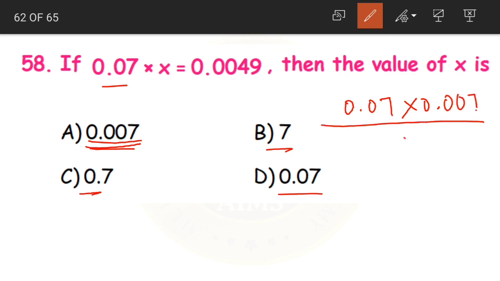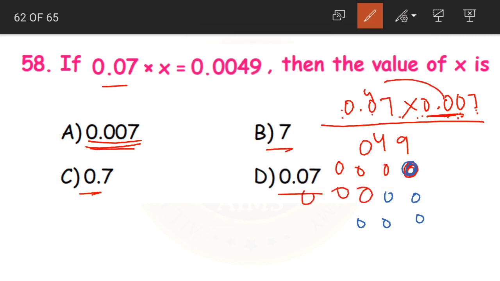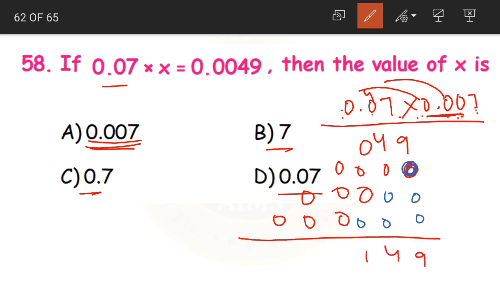0.007. First 7 sevens are 49, 4 carried, 7 zeros are 0 plus 4, 4, 7 zeros are 0, and then all the remainings are 0 here. 0 into everything becomes 0. First I have placed a 0 because we are multiplying with a new number. Then again I have to place 2 zeros, then 3 zeros. Yes. So again 0 into everything becomes 0 here. When I add all these together, I will get this as my answer.